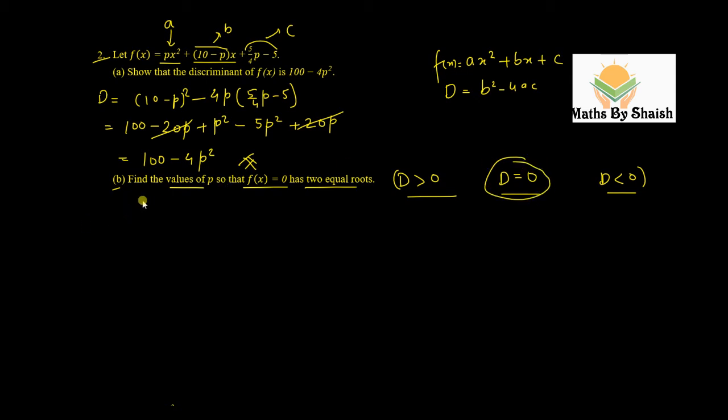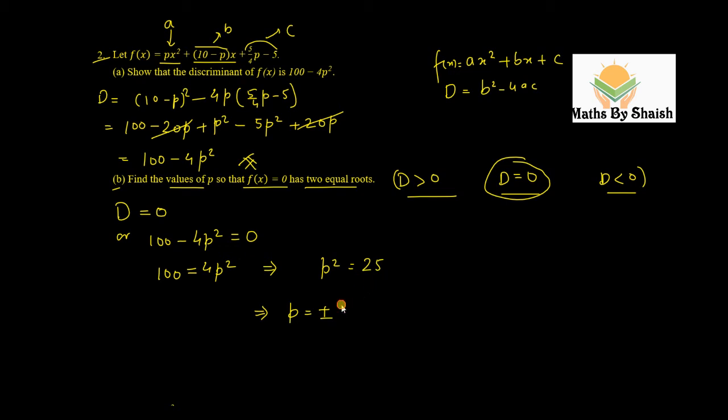So here for equal roots, d should be 0. We can write for equal roots d should be 0, or 100 - 4p^2 is equal to 0, or we can translate it to the other side, it is 4p^2, or we can write it as p^2 is equal to 100 over 4, that is 25, and hence the values of p become plus minus root 25, that is 5. So these are the values of p. They have given the question in this way, find the values of p. So there are two values.